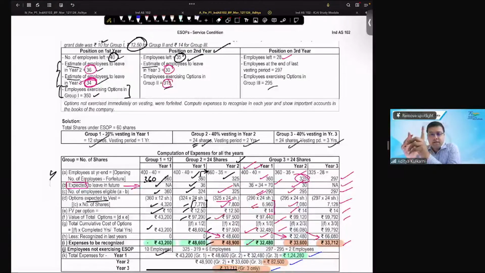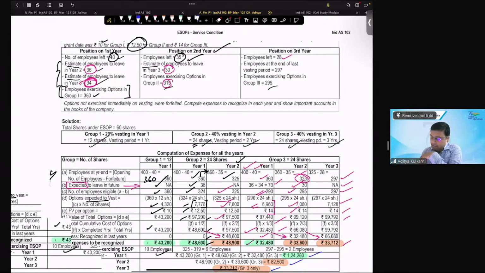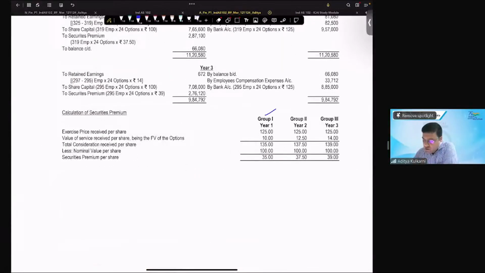Shares. So shares होगा तो 2 things should be there. One is nominal value and the other is security premium. तो सबसे पहले calculate nominal value and securities premium for all the 3 categories. Okay. So group 1, 2, 3. Exercise price is the same, 125. Value of service received, which is nothing but the fair value of the options, is 10, 12.5 and 14.